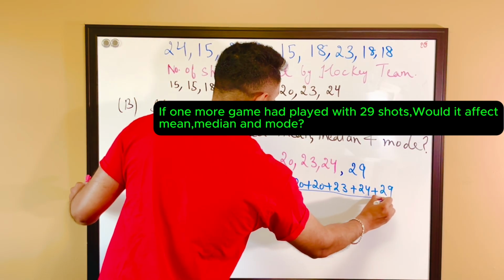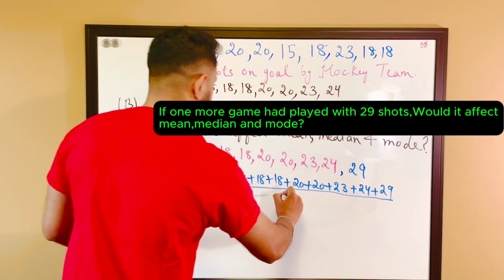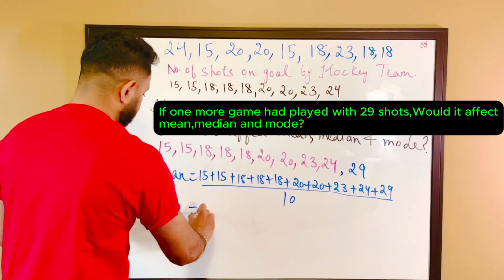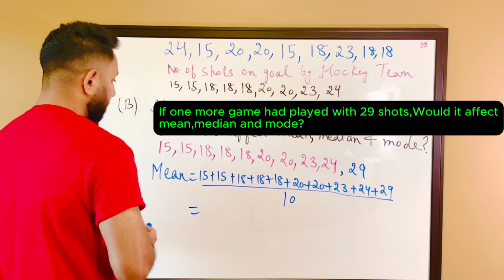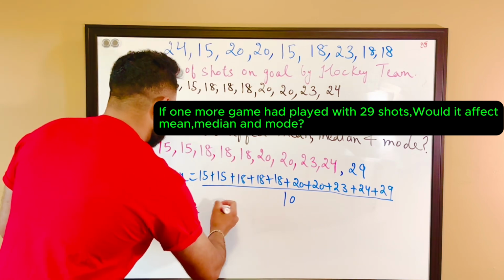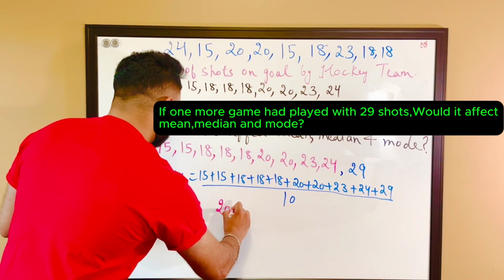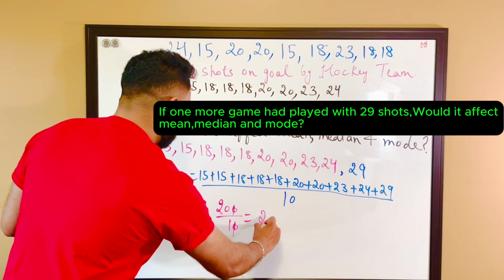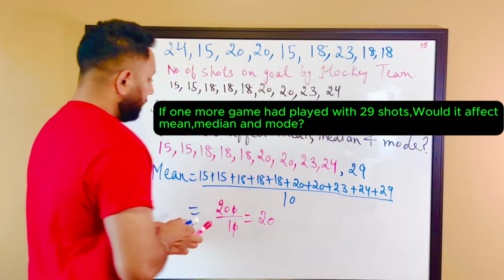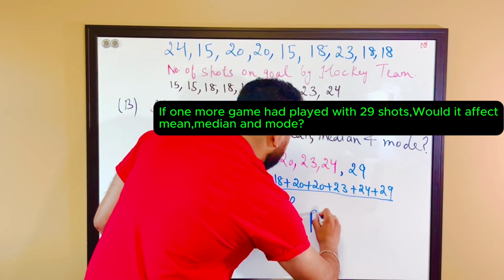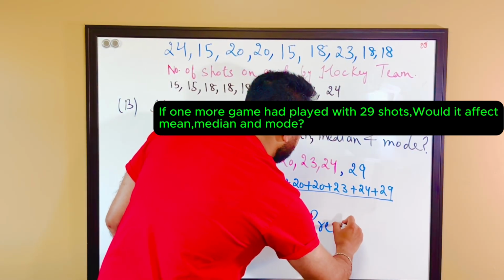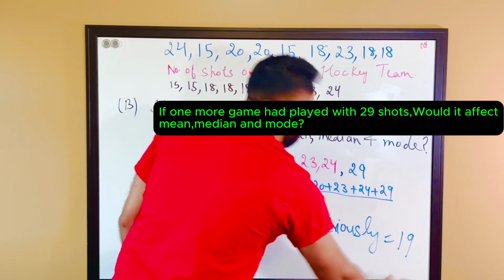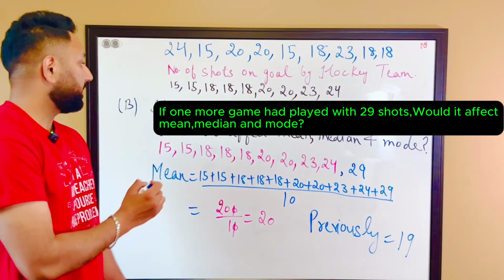So now the number count is 10. Previously it was 9. So after addition, 200 divided by 10. So now our new mean is 20. Previously it was 19. So that means it does affect our mean.